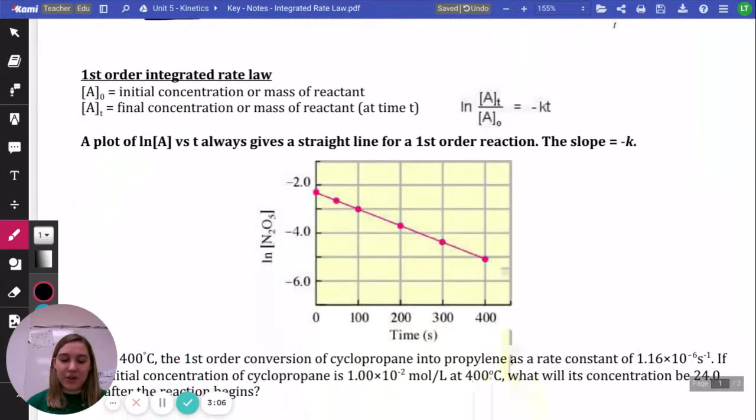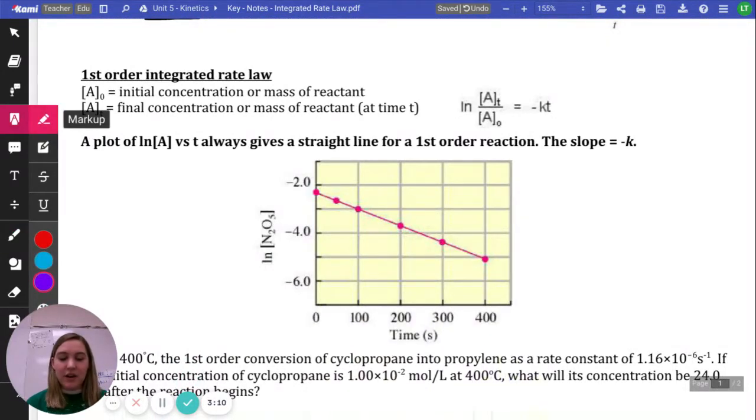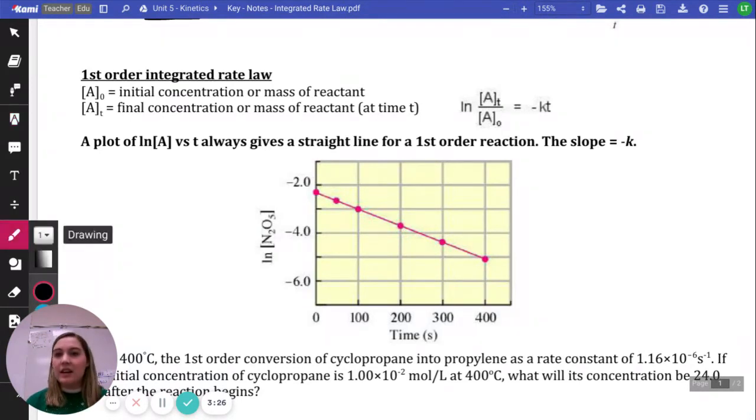Okay, so for our first order, our equation is a little different. We have our initial concentration or mass of our reactant, and final concentration or mass of our reactant. Our equation for this one is that the natural log of our concentration final over our concentration initial is equal to negative KT. Now, this one is on your chart, but it does look a little different than how we have it written here.